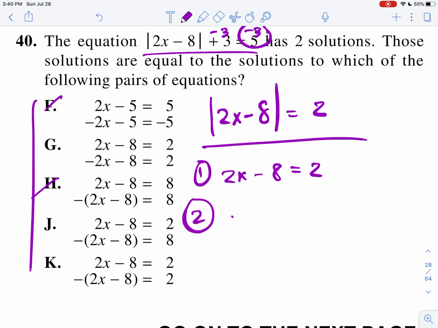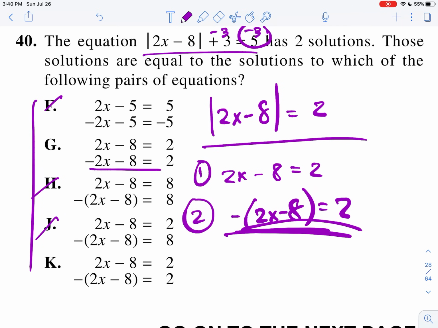Now for the other one, you're going to have negative (2x minus 8) equals 2. And which of the answer options has this? J does not, because it has it equal to 8. This is close. It's close because they actually distribute the negative incorrectly. So this one here would actually simplify to negative 2x plus 8 equals 2 if you distribute the negative. They do not properly distribute the negative here. You're supposed to distribute to 2x and then to negative 8, and negative 8 will turn to a positive 8. They keep this as a negative 8, so that's wrong. Answer is K.